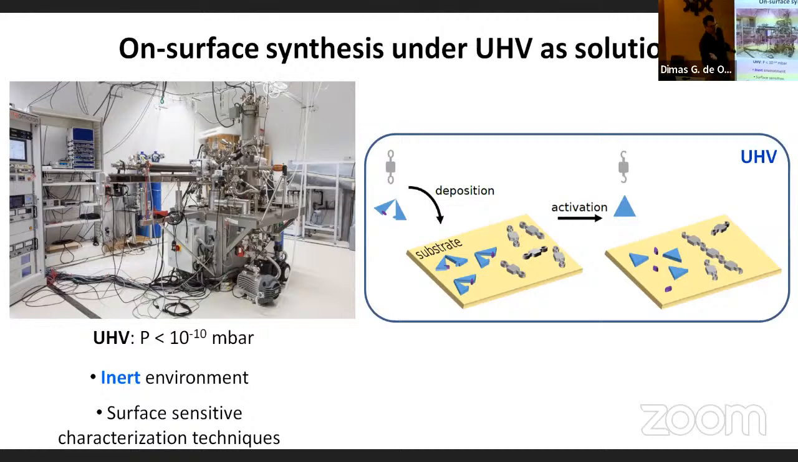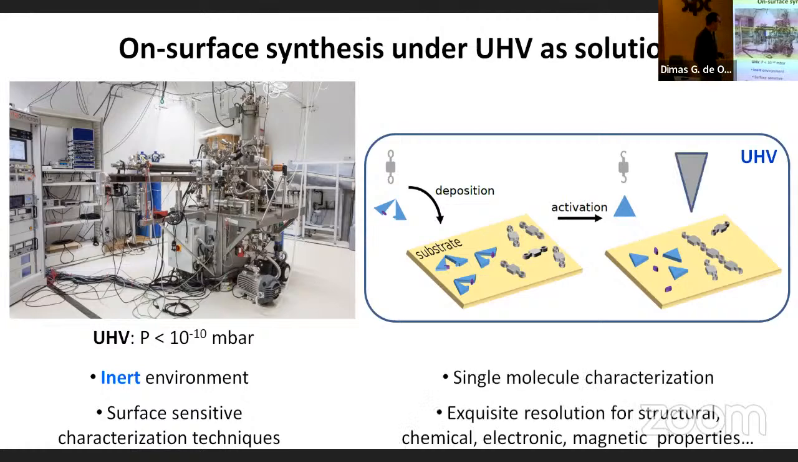Then, if you evaporate the materials under ultra-high vacuum and place the substrate on top, the molecules land on the substrate and adsorb, and then you can activate their reactions in this two-dimensional space on your surface. And again, there are different ways to trigger these activations, but the most common one is to do it thermally. And then you change whatever structures, and you can come with your surface sensitive characterization techniques and probe these materials at the single molecule level.